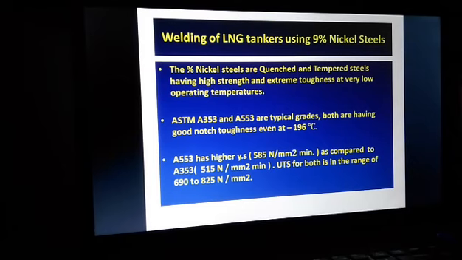A553 has higher yield strength, 585 newton per mm square, as compared to A353, 515 newton per mm square. UTS for both is in the range of 690 to 825 newton per mm square.